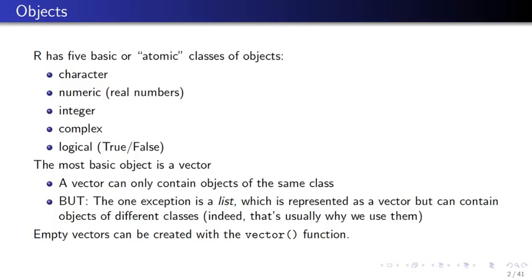You can create an empty vector with the vector function. The vector function has two basic arguments. The first argument is the class of the object, so the type of object that you want to have in the vector. And the second argument is the length of the vector itself.